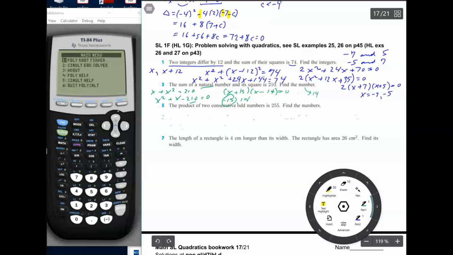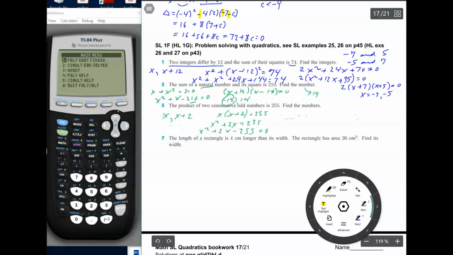Okay? The product of two consecutive odd numbers is 255. Find the numbers. Okay, so x is one number, and let's say that x is an odd number. The next consecutive odd number would be x plus 2, right? So I'm going to multiply them together because the product of these two odd numbers is 255. Then I have x squared plus 2x on the left equals 255. And then I'm going to subtract 255 so that I get everything on the left side equals 0.